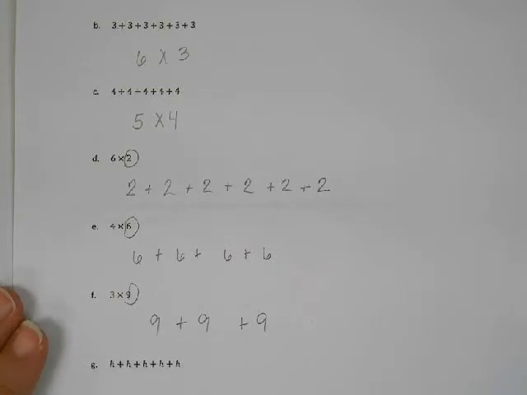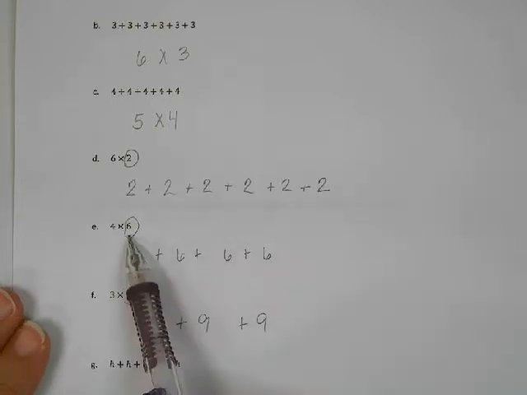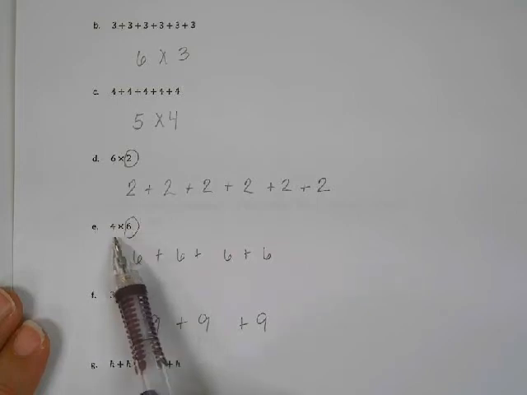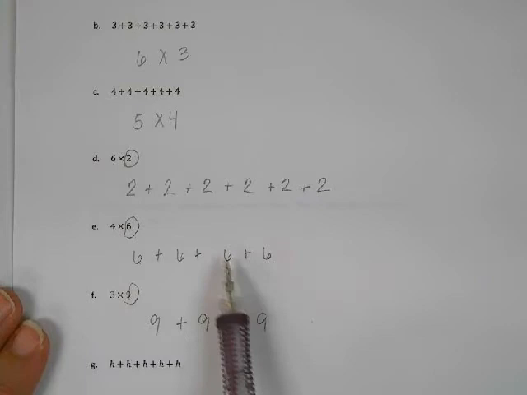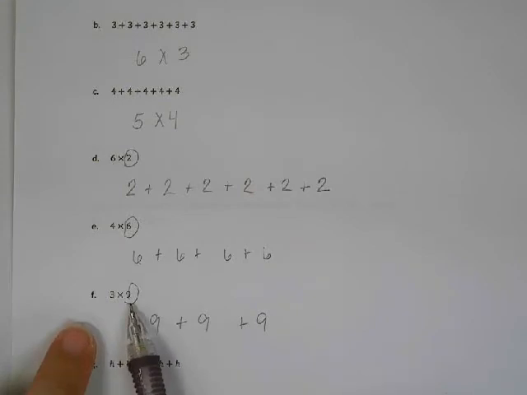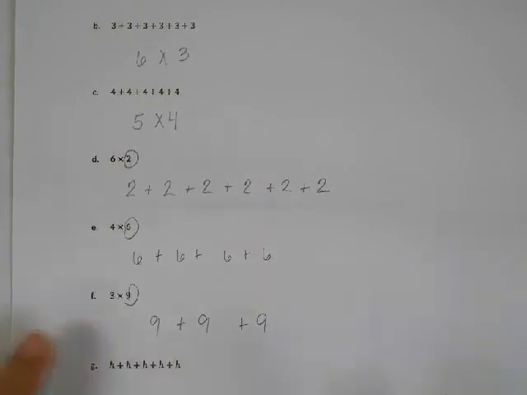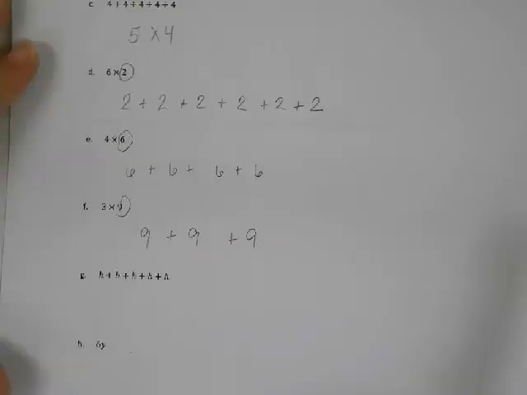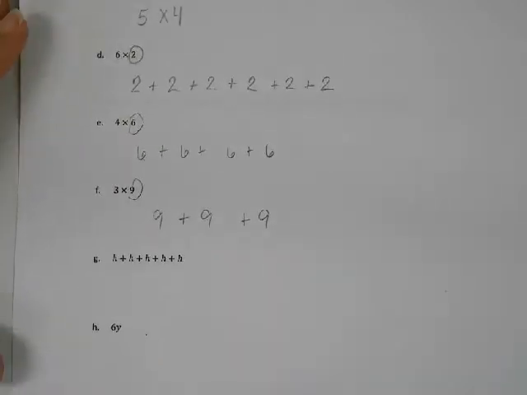Okay, for E, you should have seen that 6 was the number that you needed to use, and you needed 4 6s, so you should have written out 4 6s and then added in the addition operation. And then for F, 9 was the number you were making groups of, and there were 3 of those, so you should have written 3 9s and then added in the 2 addition operations. We're going to do G and H together.